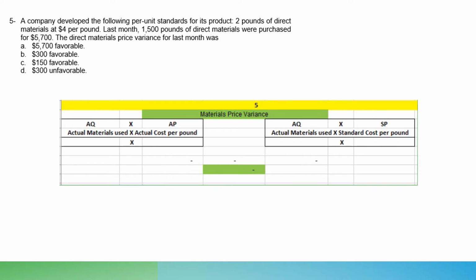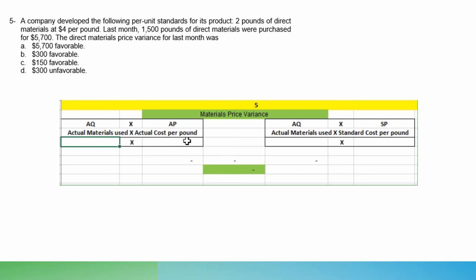Alright, question 5, we talk about a company that has the following per unit standard for its products: 2 pounds of direct materials at $4 per pound, and last month 1,500 pounds of direct materials were purchased for $5,700. So we want to know what the materials price variance was in this case.